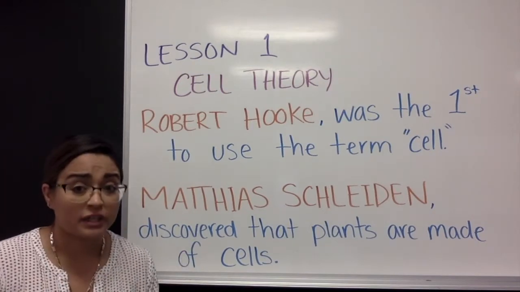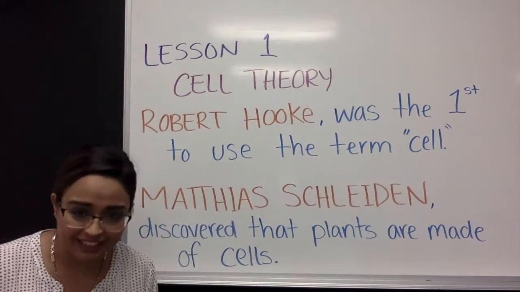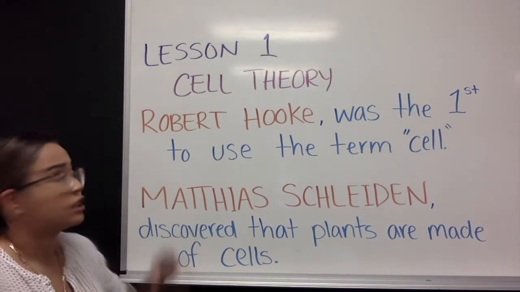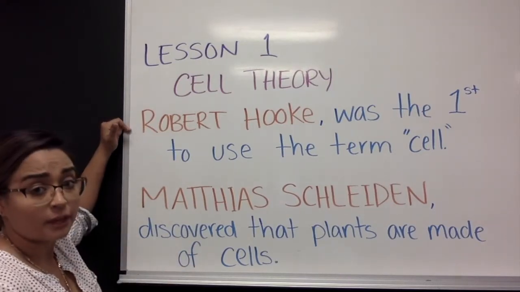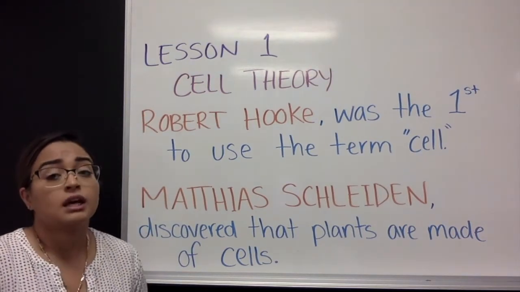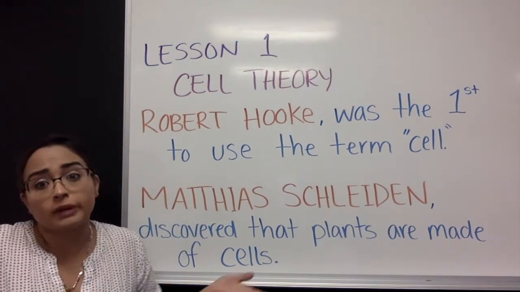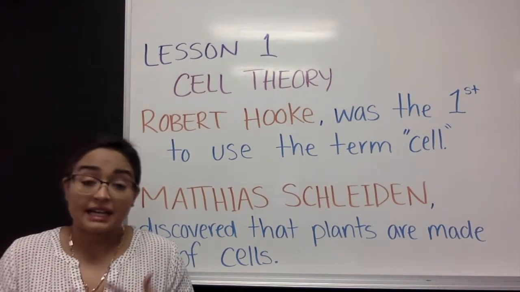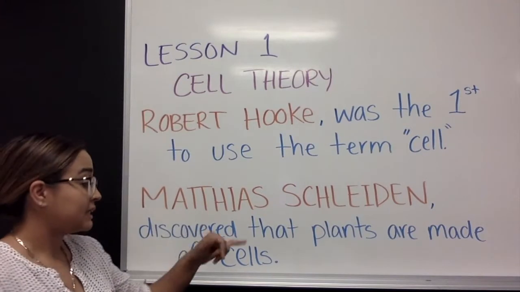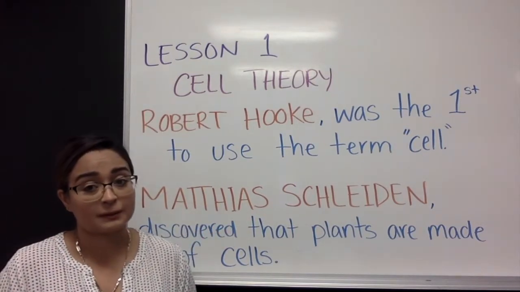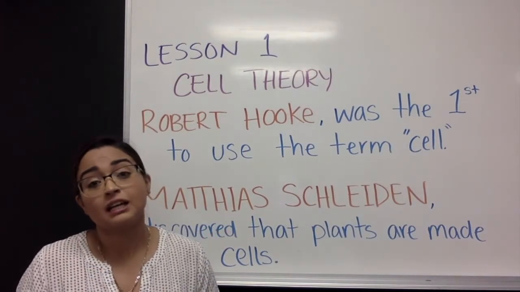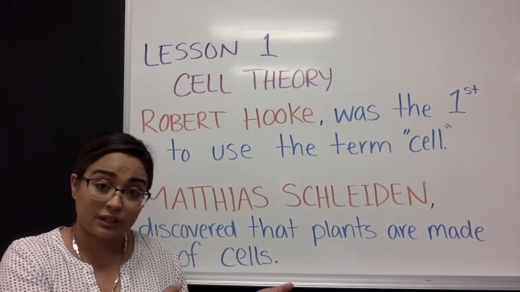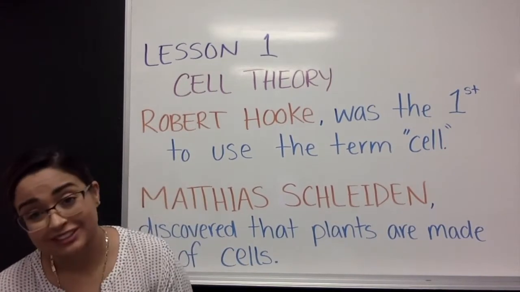Now moving forward, about 200 years later, we have Matthias Schleiden. He took into consideration what Robert Hooke had discovered about the cells, and he was curious to see what else is made out of cells. So he decided to look at plants, and he discovered that plants are also made up of cells. So he added that to what was already concluded by Robert Hooke, except he did that 200 years later.